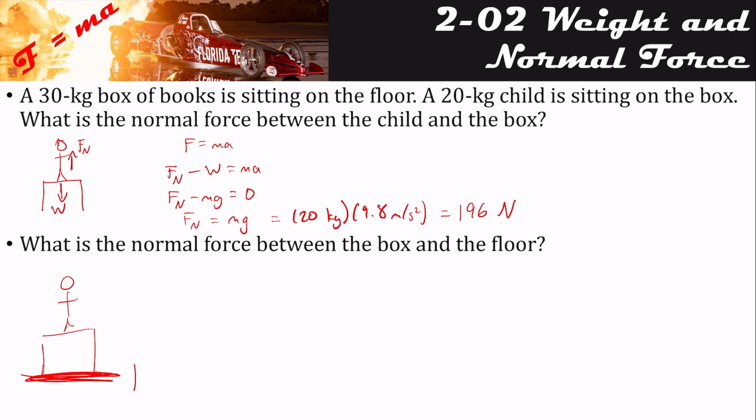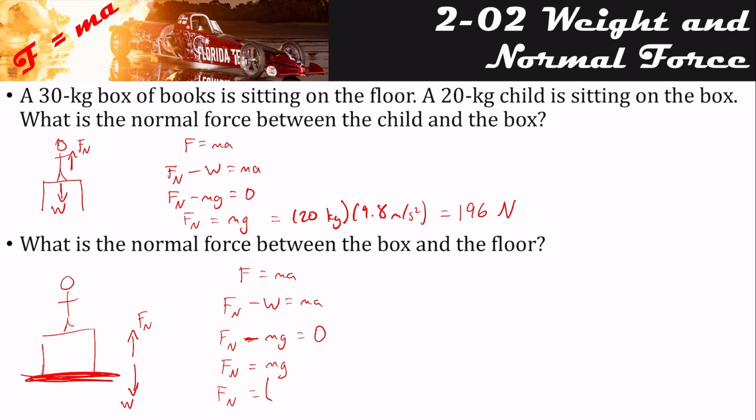So now we're worried about the forces here. We have our weight going down, and that would be the combined weight of the child and the box, and the floor is pushing up with its normal force. So again, if I go F equals ma, normal force is up, the weight is down, weight is mg. Now again, there's no acceleration. This box and kid are not falling through the floor, nor is the floor throwing them up. So our normal force is mg again.